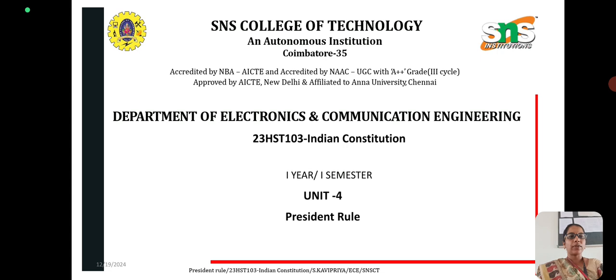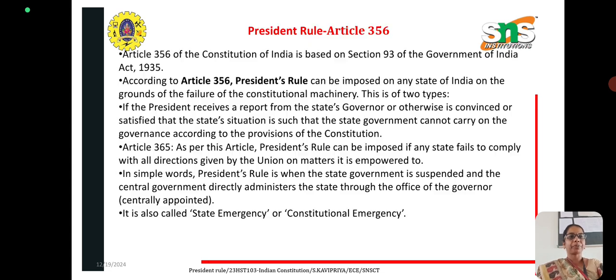I am going to deliver a topic, President Rule, from the subject Indian Constitution. President rule is nothing but Article 356. Article 356 of the Constitution of India is based on Section 93 of the Government of India Act 1935. According to Article 356, president rule can be imposed on any state of India on the grounds of failure of the constitutional machinery. This is of two types.